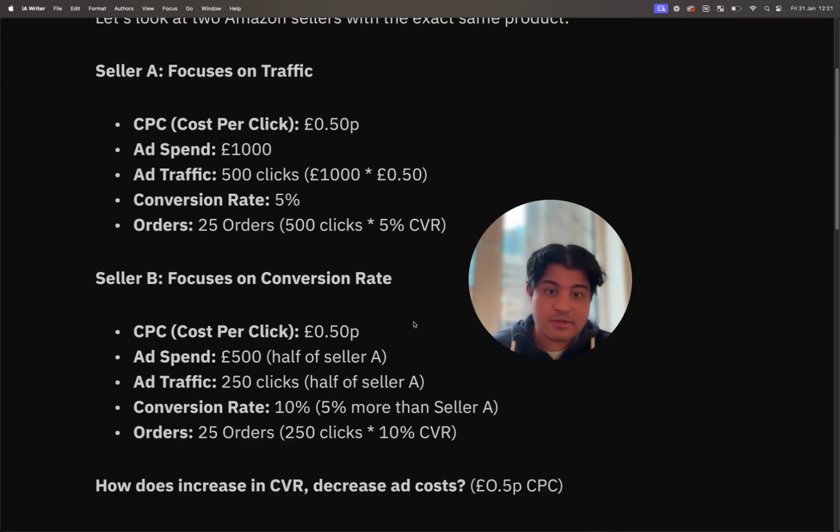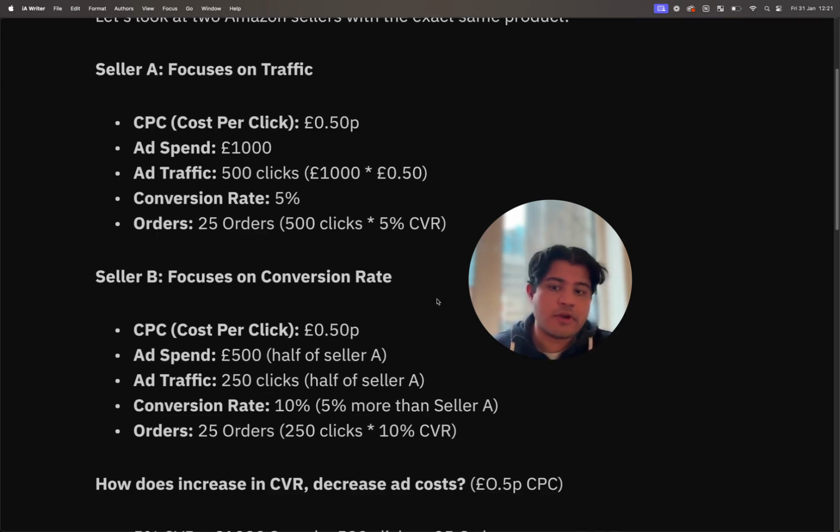They get the exact same orders. So they've got 25 orders, which has come from 250 clicks at a 10% conversion rate. So essentially what we're seeing here is seller B gets the same amount of orders by spending half as much on ads, just because they improved their conversion rate.